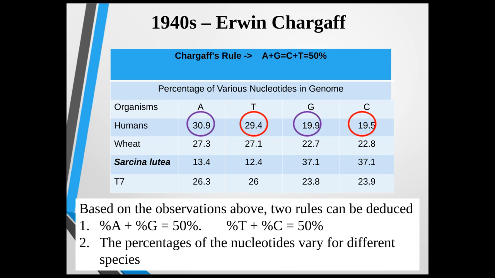The other thing that you notice about Chargaff's rule is that the percentages of nucleotides, the amounts of nucleotides in each organism are very different for each species. Here we have humans, wheat, a bacteria, and a virus. As you can see, they all have different amounts of these four nucleotides.